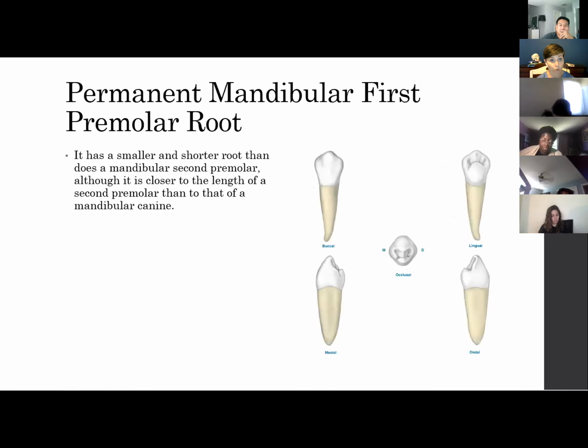All right, looking at the root, it has a smaller and shorter root than a mandibular second premolar, although it is closer to the length of a second premolar than it is the mandibular canine.